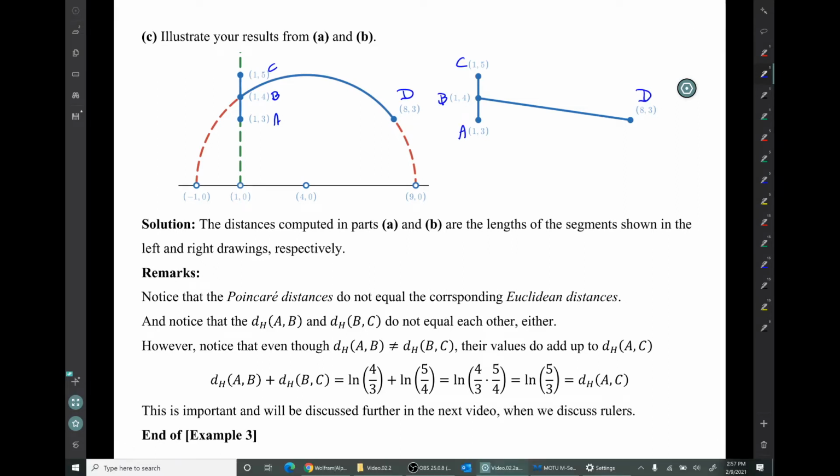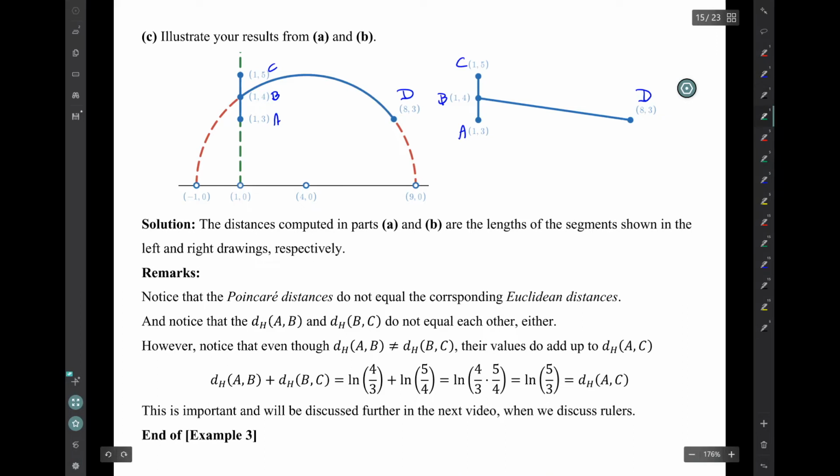Now in question A, we found the distance from A to B was roughly 0.288. I'm going to put that in green because it's an approximate answer. And the distance from B to C was roughly 0.223. And the distance from A to C was roughly 0.311. And we found the distance from B to D, the Poincare distance, was roughly 1.792.